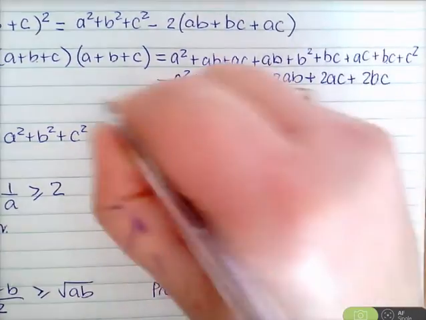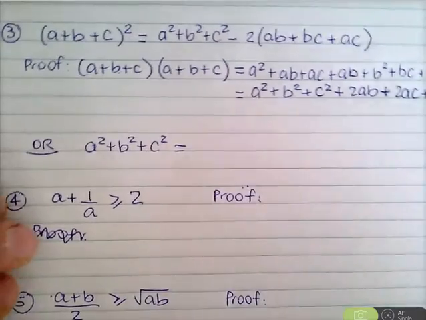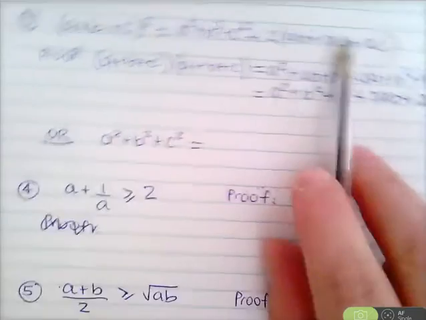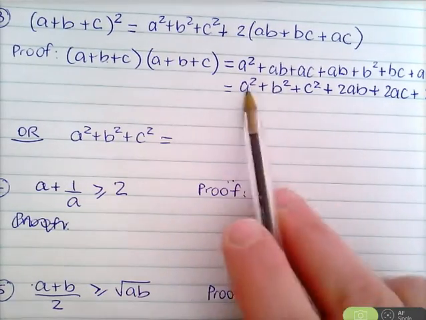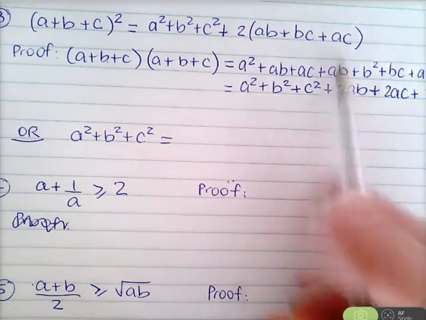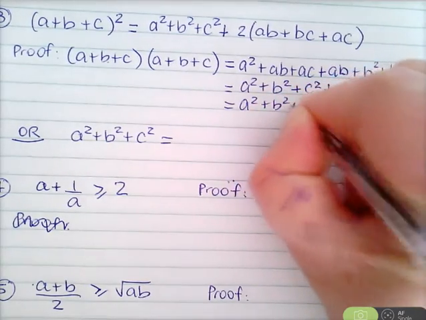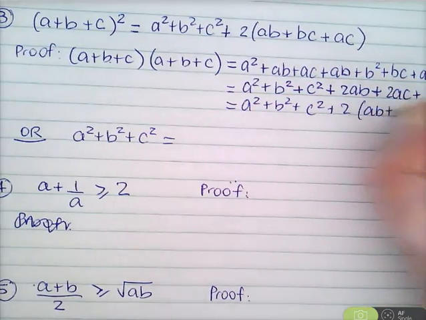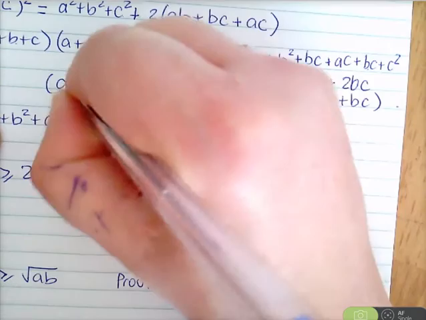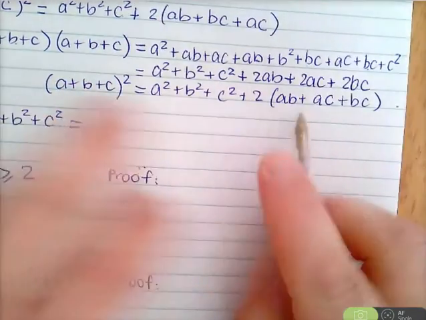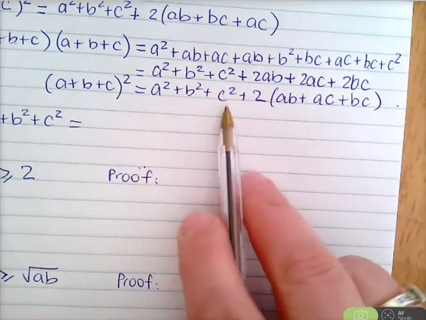So if we want to come up with an expression like what we're trying to prove, we've got that a plus b plus c squared is a squared plus b squared plus c squared plus 2 lots of ab plus ac plus bc. Now that's that first expression. And once you know that, we can just rearrange this to come up with an expression for a squared plus b squared plus c squared.